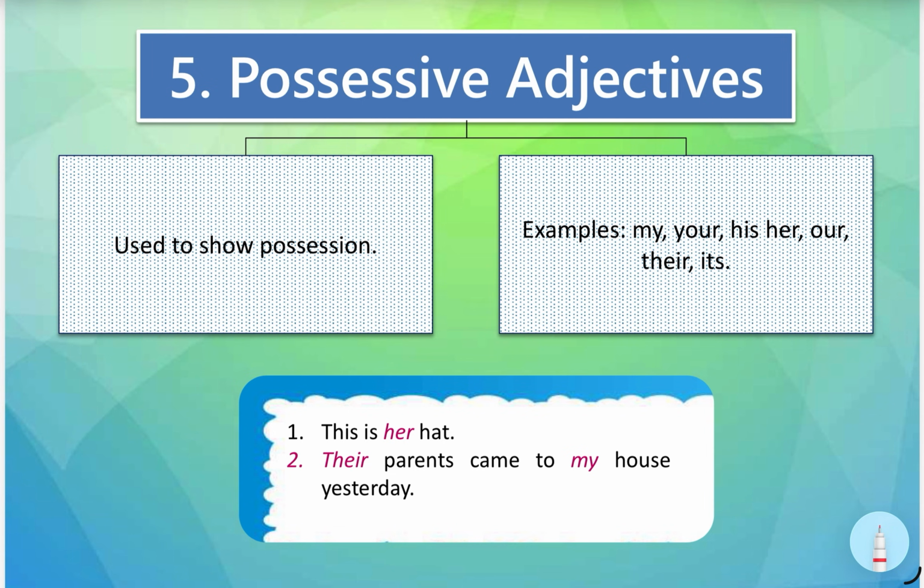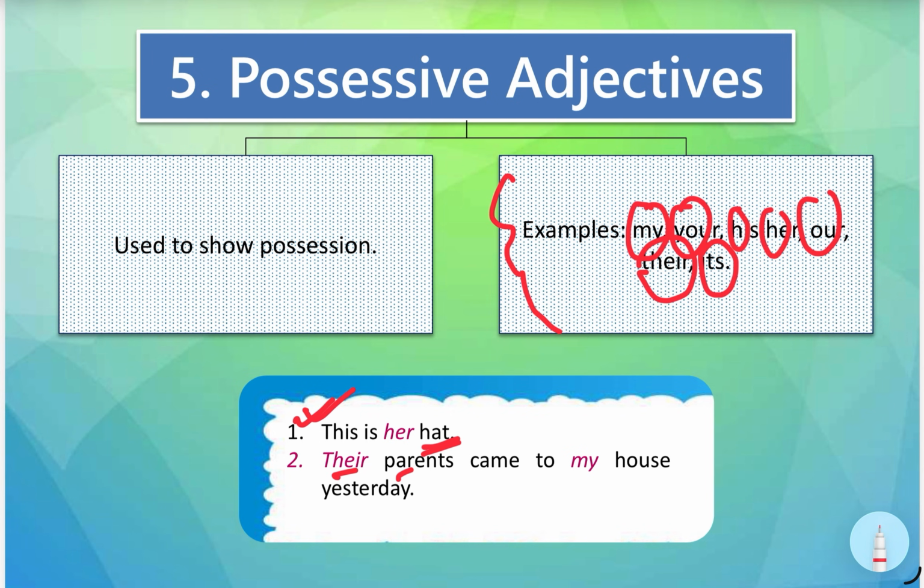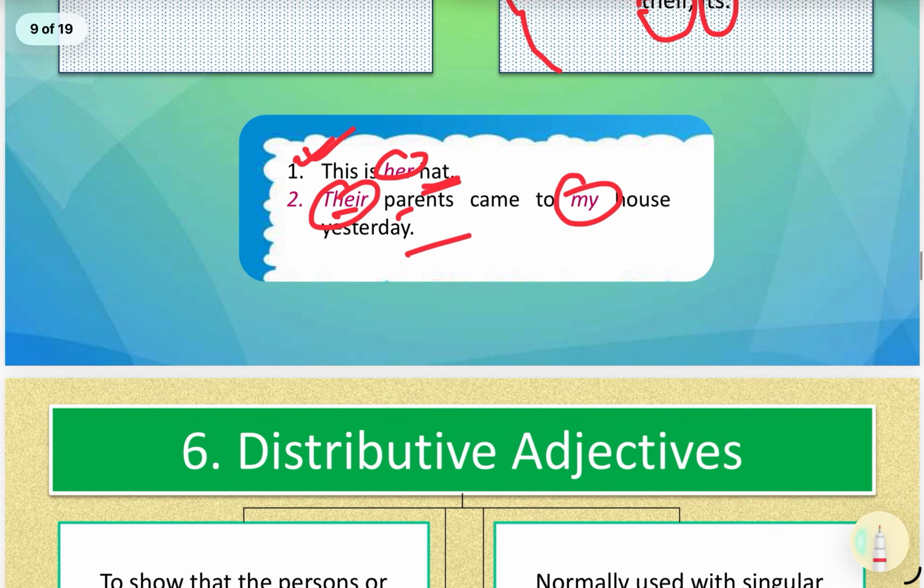So these are all adjectives: my, your, his, her, our, their, its. All these words are defining possession of some noun to a person. For example, this is her hat. Their parents came to my house yesterday. Here, her, their, and my house, these are all possessive adjectives.